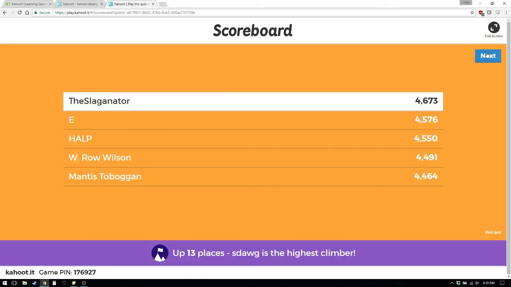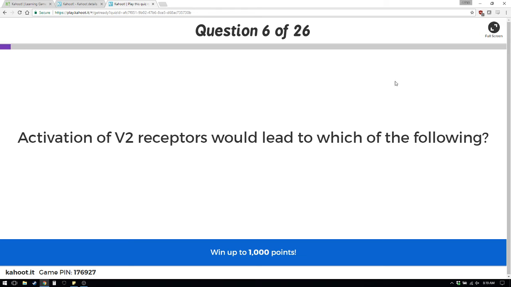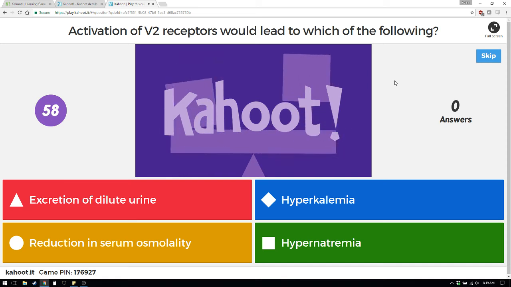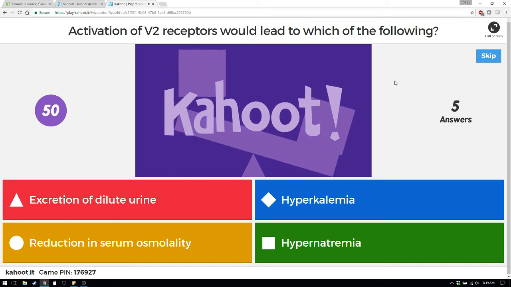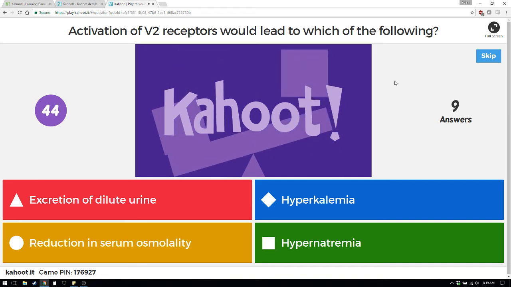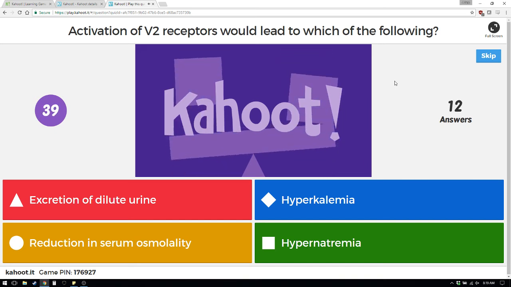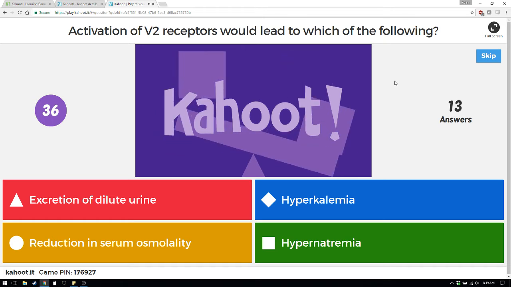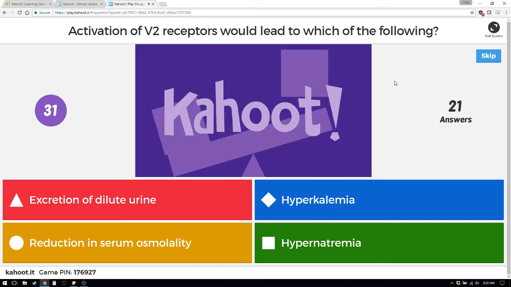All right. Activation of V2 receptors would lead to which of the following? What do you think the V stands for? Not vitamin. Vasopressin. What's another name for vasopressin? Antidiuretic hormone.